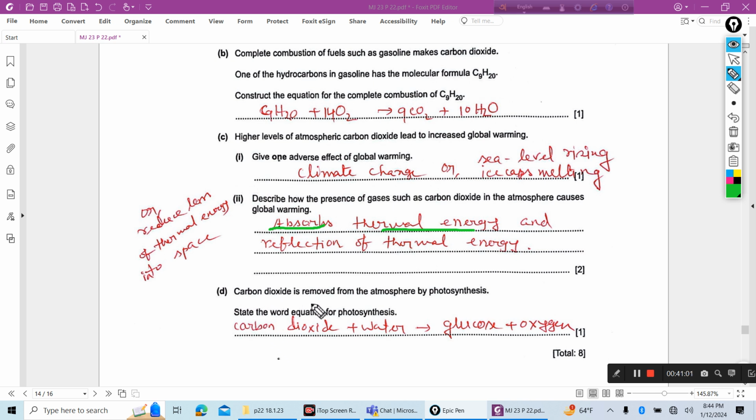D. Carbon dioxide is removed. Removal of carbon dioxide from the atmosphere by photosynthesis. State the word equation for photosynthesis. Carbon dioxide reacts with water to form glucose and oxygen. That means when carbon dioxide reacts with water, carbon dioxide is removed from the atmosphere. So the photosynthesis process reduces carbon dioxide in the atmosphere.